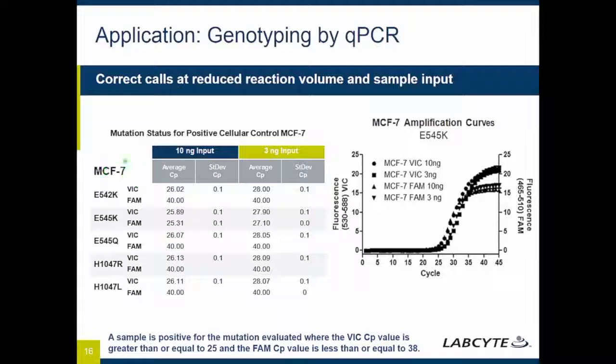And again, the source material was from MCF7s, and we're looking again at the Vic and FAM readouts. What you can see is that the only positive response, which is greater than or equal to 25 for the Vic, as well as less than 38 for the FAM, was for the E54K experiment. The amplification plots are shown here on the right, where we're seeing a very nice and robust response for both Vic and the FAM, both at 10 and 3 nanogram DNA input values.